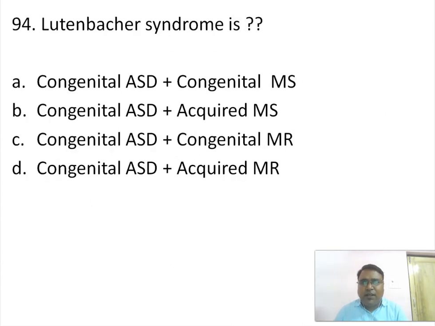Next, Lutembacher syndrome. Which among the two combinations is known as Lutembacher syndrome? Is it congenital ASD plus congenital MS, or congenital ASD plus acquired MS, or congenital ASD plus congenital MR, or congenital ASD plus acquired MR? The answer is congenital ASD plus acquired MS.